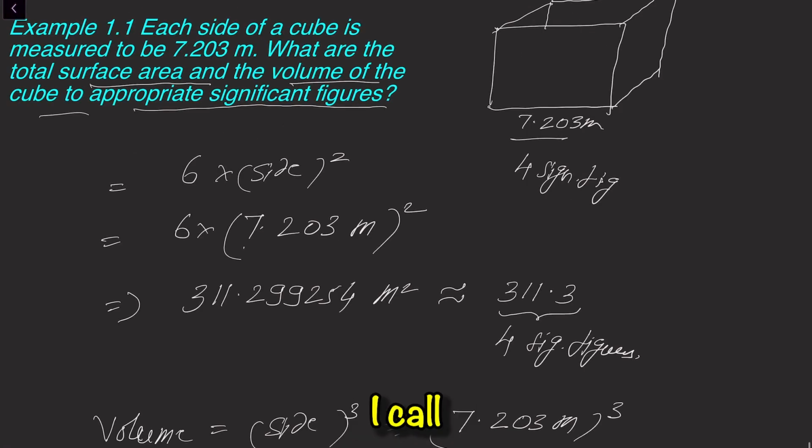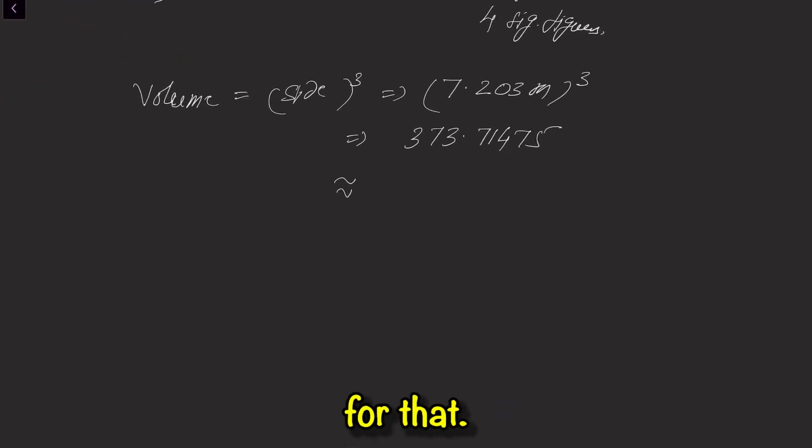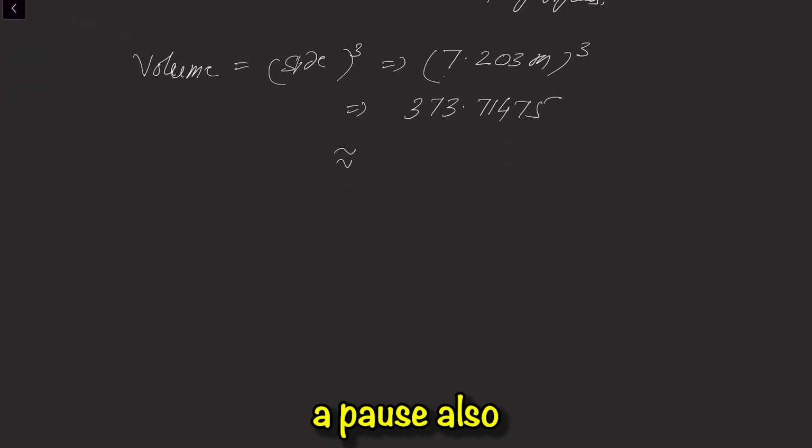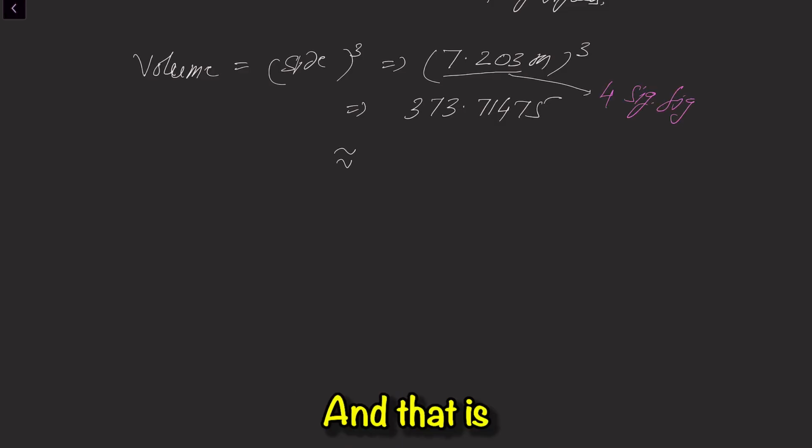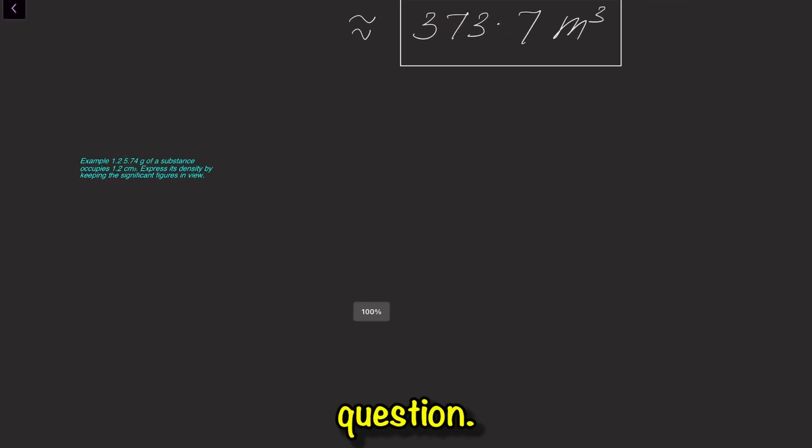373.714. So what is the appropriate significant figure? Since it has only four significant figures, that is why we have to consider 373.7 meter cube. Now let's do another question.